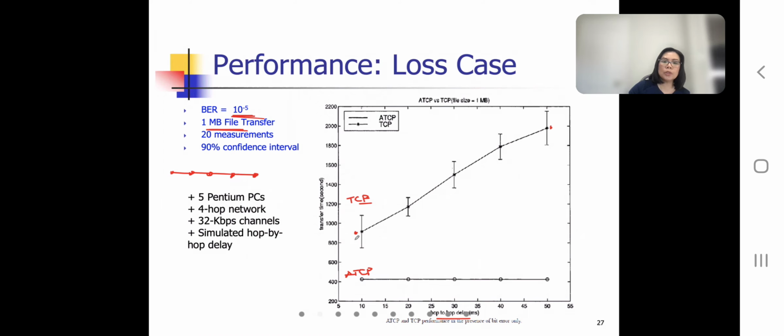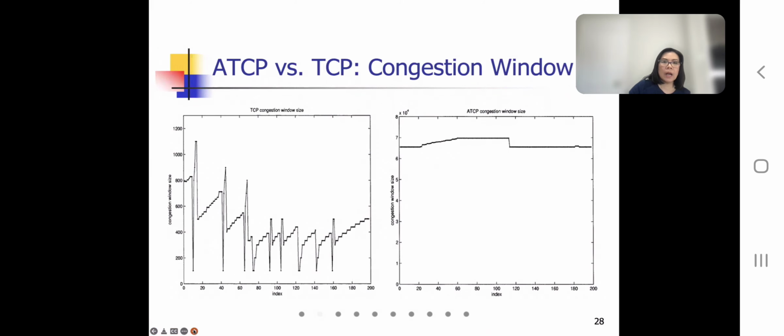TCP to perform much worse than ATCP, we can see from this graph, the congestion window size. This is the time, so as we run the experiment, this is time 0 up to time 200 seconds, for example. And this is the congestion window size. With original TCP, without any improvement from ATCP, you can see at the beginning the window size goes up, and then there's a packet loss here for whatever reason. It goes down to 1, and then it goes up.